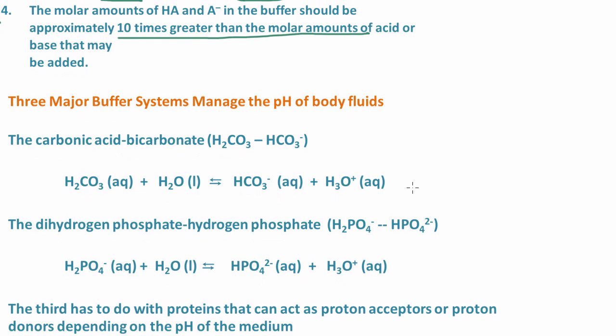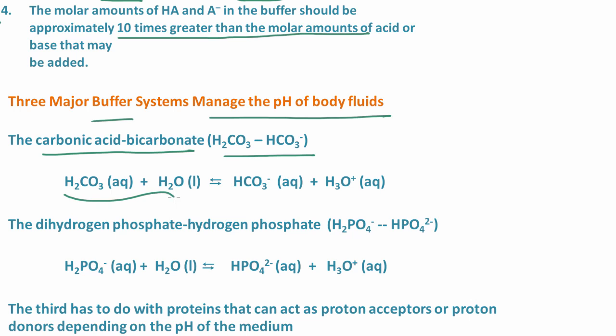There are 3 major buffer systems that manage the pH of body fluids. The first one is the carbonic acid bicarbonate. And here is the reaction here. So again, if additional acid was added to this buffer, it would be neutralized by the bicarbonate ion. And if additional base was added, it would be neutralized by the carbonic acid.